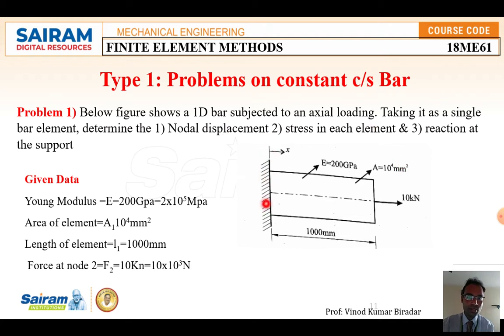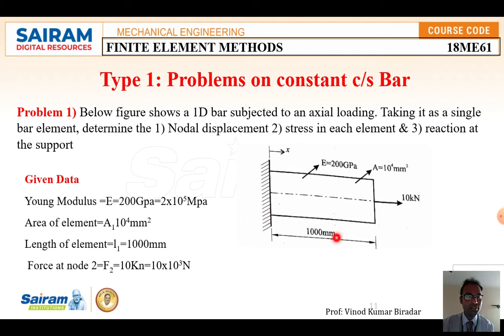Since only one element is there, a single bar, they have also mentioned it is a singular element. In this problem, Young's modulus is given, E is equal to 200 gigapascal, and area is given as 10 to the power of 4 mm square, and 10 kilonewton axial force is acting at node number 2, and length is given as 1000 mm.